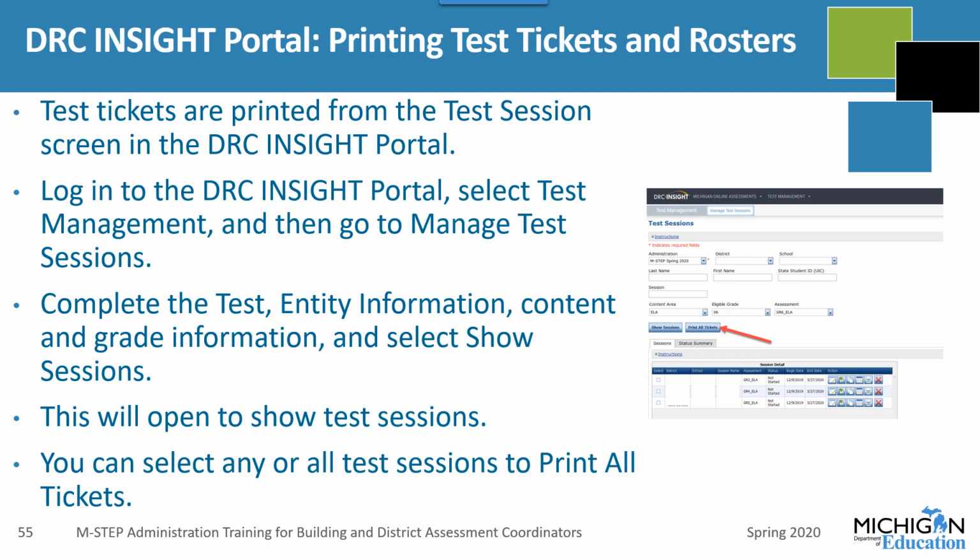logs into test. To print your test tickets, log into the DRC Insite Portal, select Test Management, and then go to Manage Test Sessions. Complete the administration, entity information, grade, and content area, and select Show Sessions. This will bring back all of the test sessions according to your filtered results. You can select test tickets to print, or you can select Print All Tickets to print all of the test tickets for the filtered results that are shown.